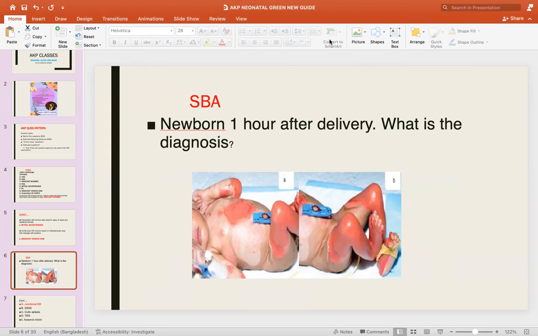In staphylococcal scalded skin syndrome, you will find skin here, not this color. It will be Nikolsky sign positive. What is Nikolsky sign? The epidermis is separated from the dermis, and if you rub the area, the epidermis will come out. This is called Nikolsky sign. In SSSS or any bullous disorder, like Stevens-Johnson, Nikolsky sign is positive.